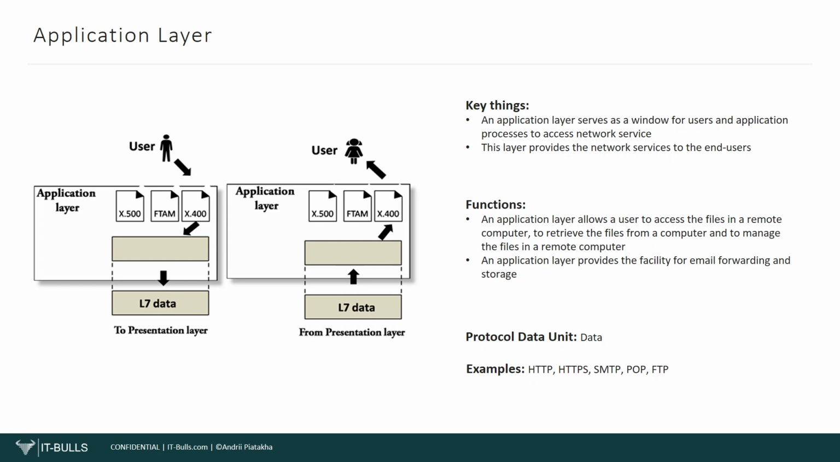The most popular examples of this layer are HTTP, HTTPS, SMTP, POP, FTP, and others. I bet you heard these names, at least some of them for sure. We are going to have a separate lesson about HTTP, where I will explain in detail what HTTP is. In short, HTTP stands for Hypertext Transfer Protocol, to share hypertext documents on the web. HTTPS is the secured version of the HTTP protocol, its extension.